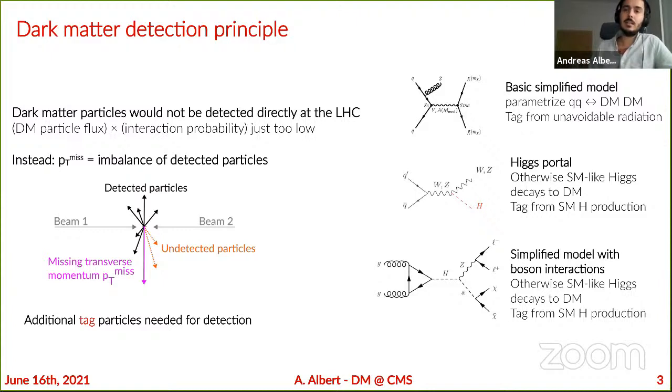The way to do that is that we look for missing transverse momentum. The idea here is that if we have a collision where visible and invisible particles are produced, the visible particles will be kind of lopsided, and their imbalance tells us something about the momentum carried away by the undetected particles. That's shown in the cartoon here. Of course, that implies that these additional particles have to be produced. So we need to produce something in addition to the dark matter in order to find these events.